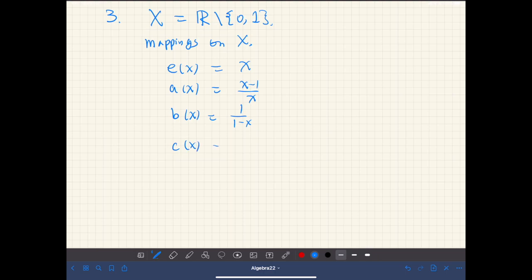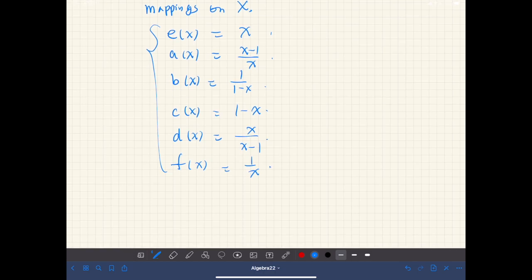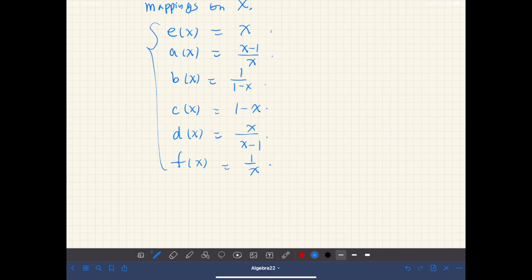And c, 1 minus x. And d, x over x minus 1. And f of x, 1 over x. Okay, so 1, 2, 3, 4, 5, 6. These 6 functions. So these functions under function composition make a group. Okay, you should check.